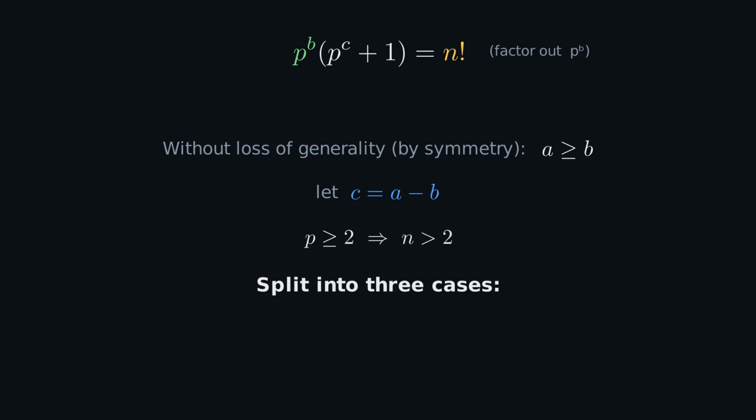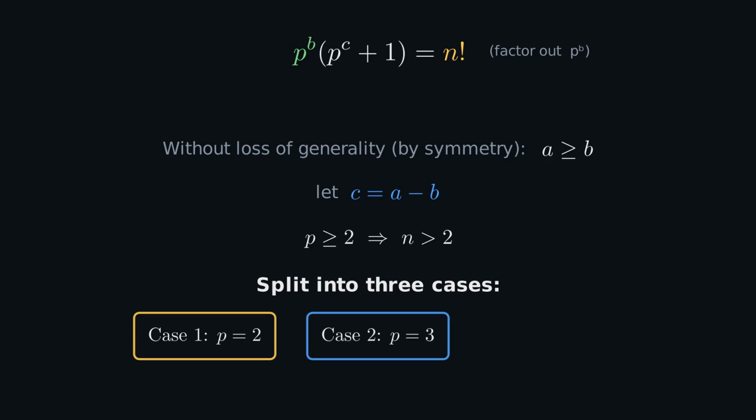So we are going to solve this by dividing it into three cases. Case 1 will be for p equals 2. Case 2 will be for p equals 3. And case 3 will be for p greater than 3.